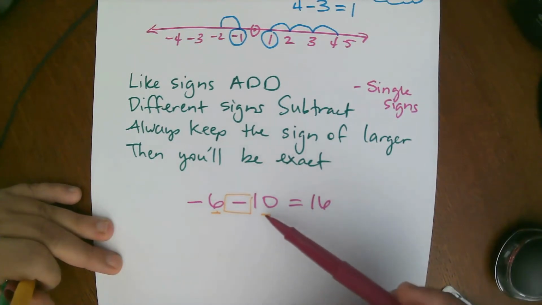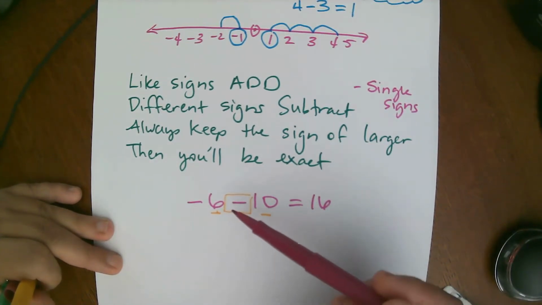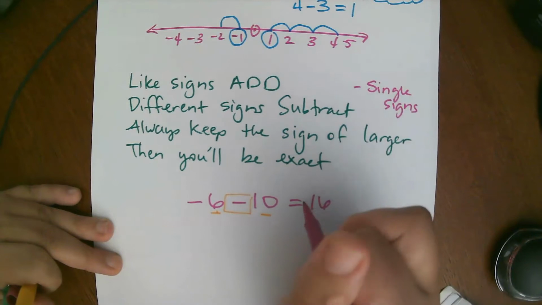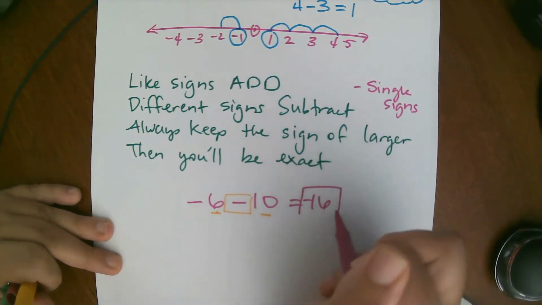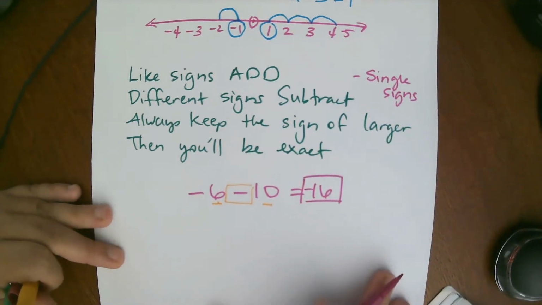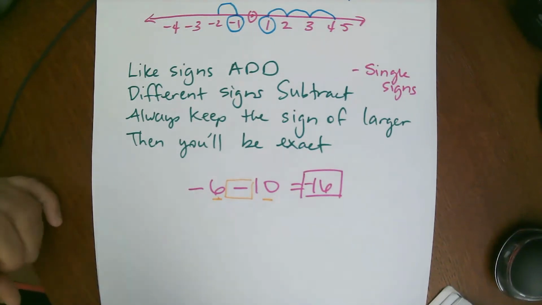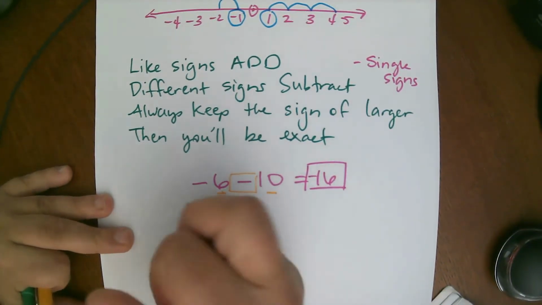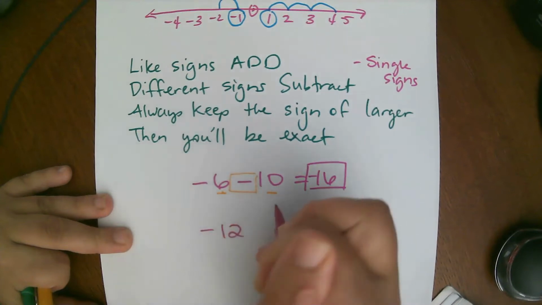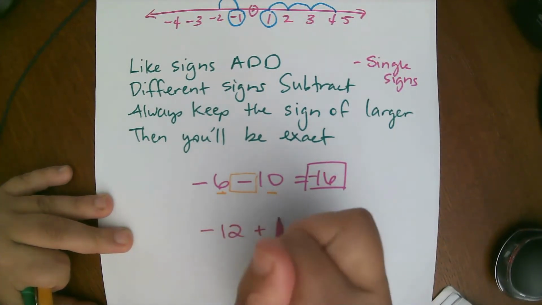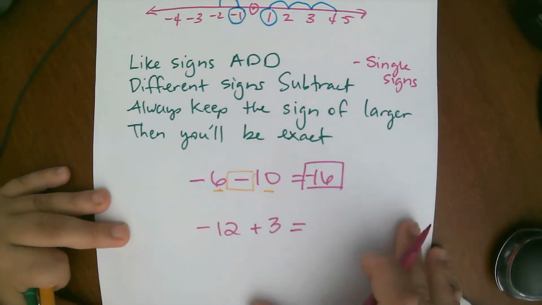And then it says, always keep the sign of larger. Who has the largest absolute value? 6 or 10? 10 does. 10 has a negative, so it's going to be negative 16. Okay, that's how we use the song. So here's another example.